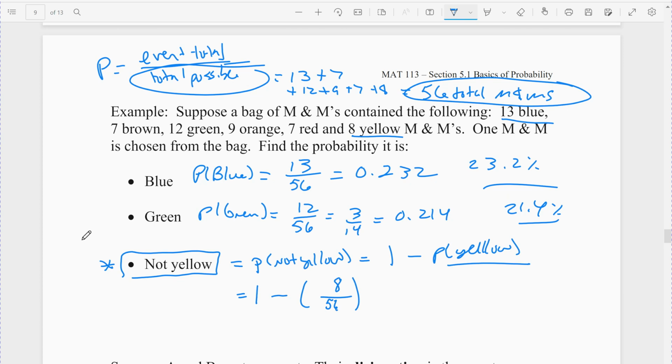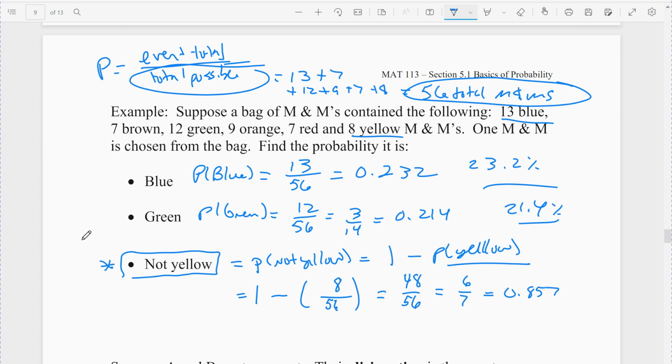We're sort of throwing that out, and what's left over? Well, what's left over is all of the other M&Ms. And so, out of 56 M&Ms, if you take 1 minus 8 and you write the fraction, that's 48 out of 56. If you add them up, there are 48 colors, not yellow. 48 out of 56, or the reduced fraction would be 6 out of 7, or the decimal 0.857, or 85.7%.